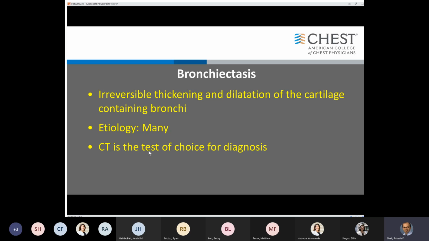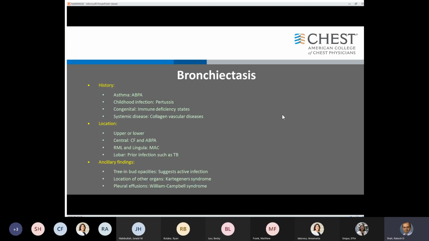Of course, CT is the best way to diagnose bronchiectasis. Bronchiectasis is caused by many conditions. On CT, it's very hard to come up with the etiology except for a handful of conditions. You would need a good history. Asthma for ABPA. Did they have childhood infection? Do they have congenital immune deficiency states? Do they have systemic diseases?